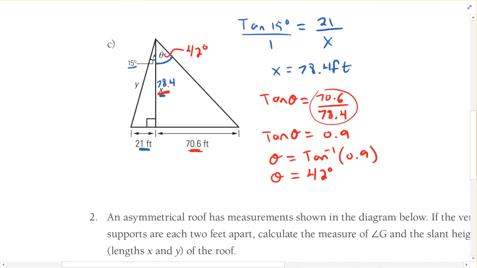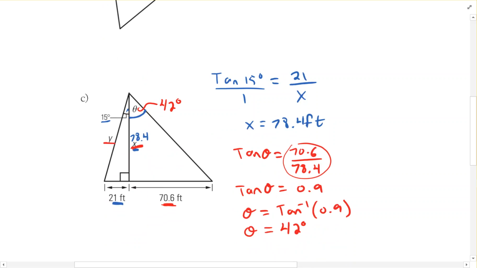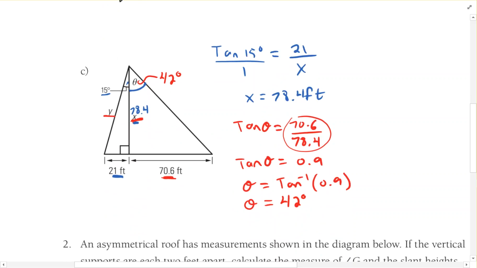Okay, and then the last thing, you just need to find y. We could have done that before too. There are a few ways to find it now. I'm going to let you guys use one of the ways to figure out y. So go ahead and answer C now.